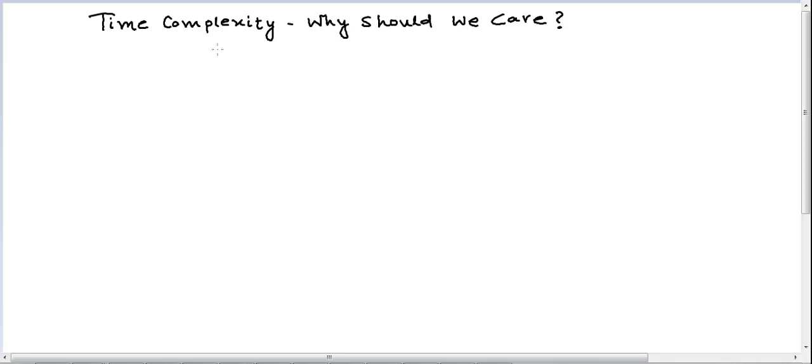What is time complexity of a program and why is it important? We'll try to see through an example. Ram and Shyam are two students and they have both been given the same assignment. And the assignment is that given a number n, they have to find out whether n is prime or not.